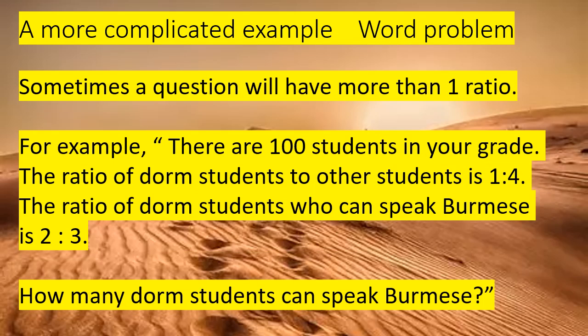Okay, now we're going to look at a more complicated example, a word problem. Sometimes a question will have more than one ratio. So here's the example. There are 100 students in your grade. The ratio of dorm students to other students is 1:4. The ratio of dorm students who can speak Burmese is 2:3. And the question is, how many dorm students can speak Burmese?